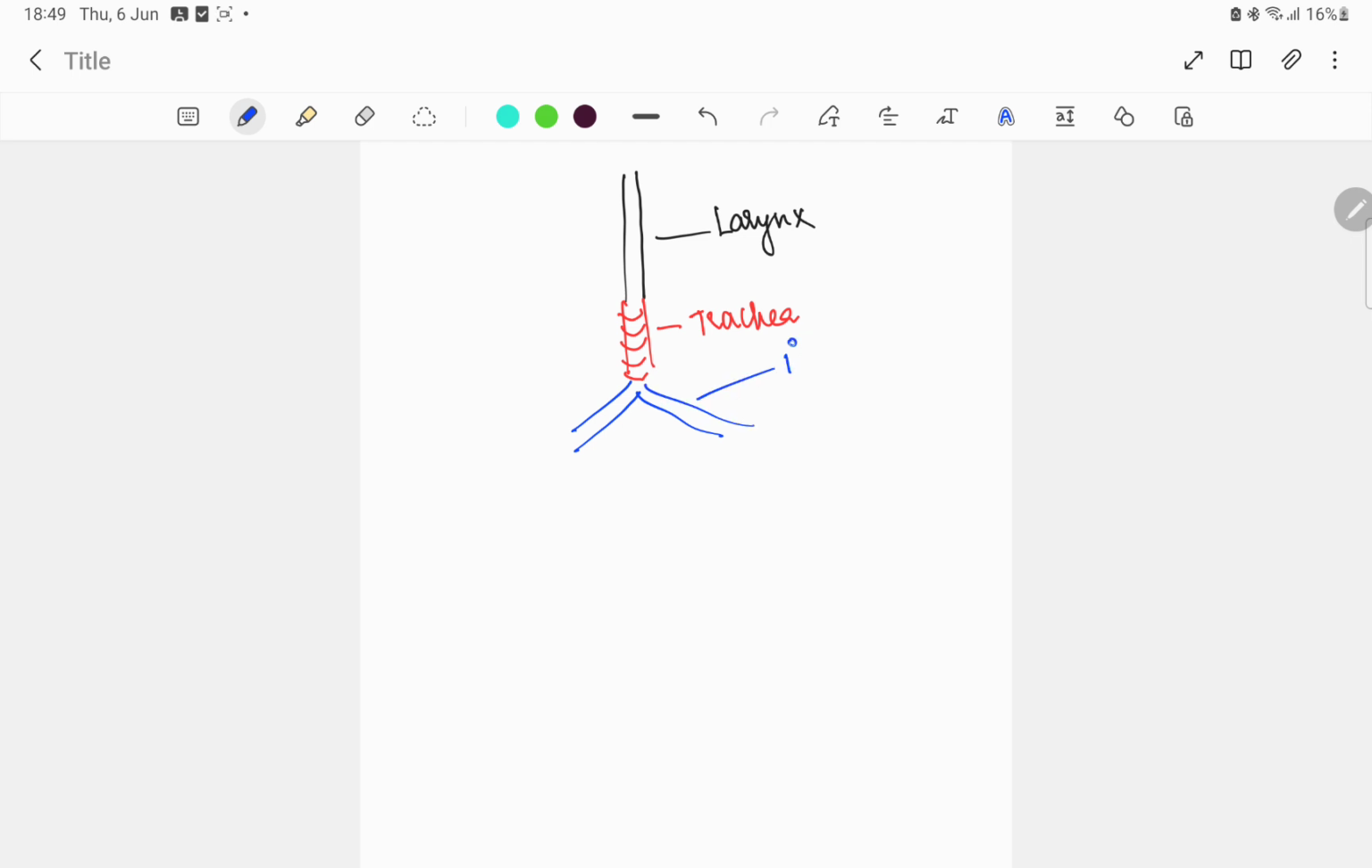This is a primary bronchus. Only part of the primary bronchi is present inside the lung, which we will discuss again. Now the primary bronchi divide into secondary bronchi. This is the secondary bronchi. Now the secondary bronchi further divide into tertiary bronchi. Now the tertiary bronchi end at the bronchioles. This is the bronchioles.